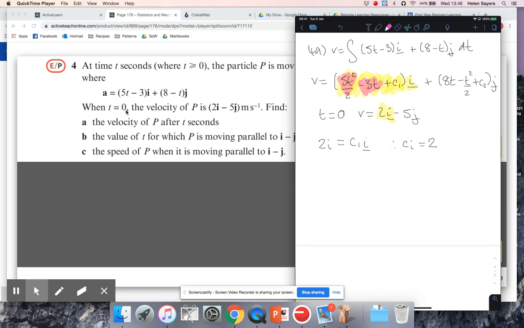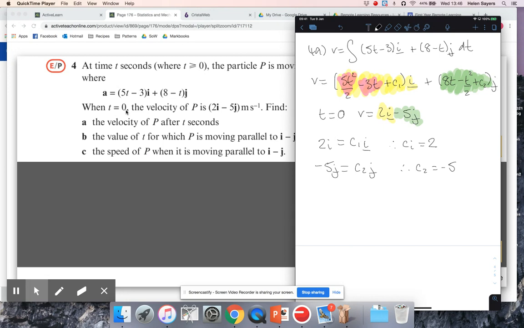And then if I do the same thing for the j component, the velocity at t is 0 in the j direction is minus 5, so you don't miss that minus. And if I sub 0 into this, I get c2 j, so c2 must equal minus 5.